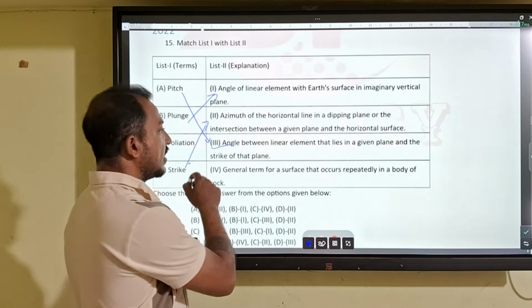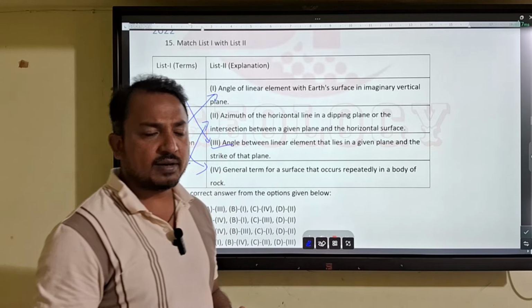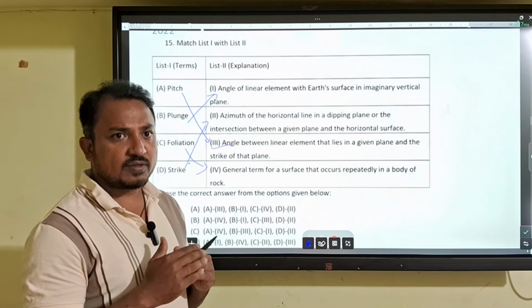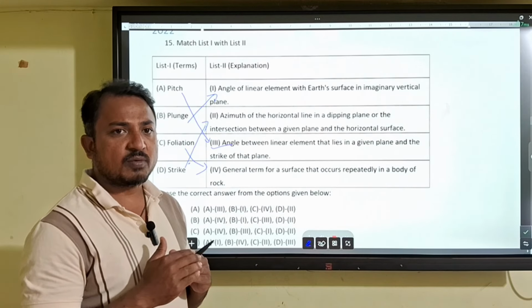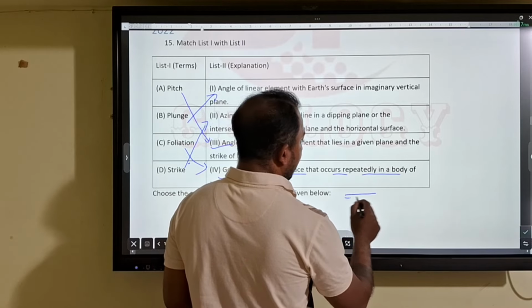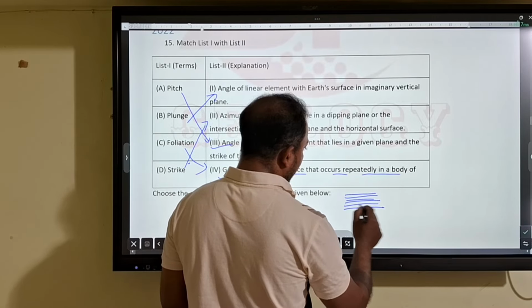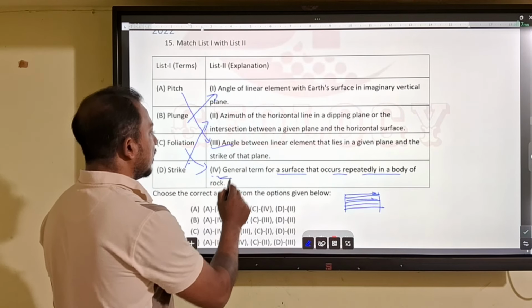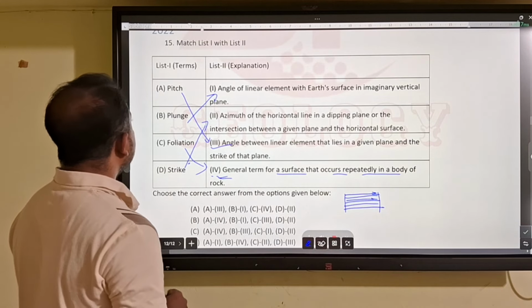Then foliation is a ductile structure where you will find parallel alignment of platy or flaky minerals within a rock, with some cohesion between the platy or flaky minerals. So foliation is the general term for a surface that occurs repeatedly in a body of rock. You can think of a book, or if you have seen mica, they show foliation. They are arranged layer by layer in a repeated manner. So that's why foliation will be correct for this option. So the answer will be C.